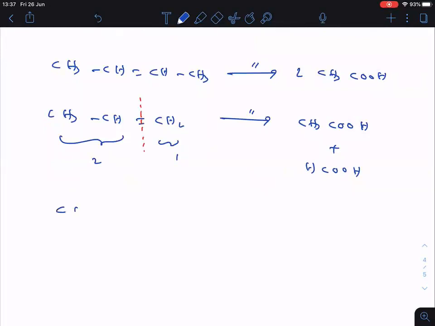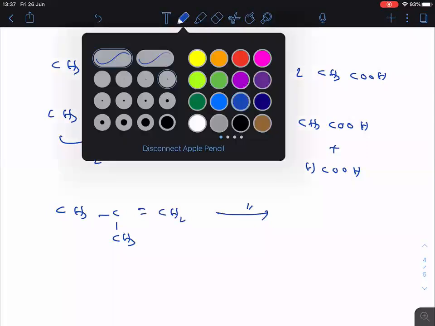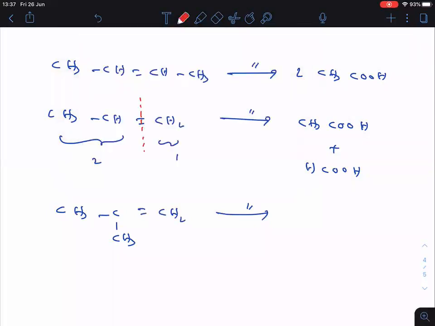Now, for example, if I take a compound CH3 double bonded CH2, when it undergoes oxidation with KMnO4, this double bonded carbon is not having any hydrogen, whereas this double bonded carbon is having hydrogen. Clear? So now what happened?